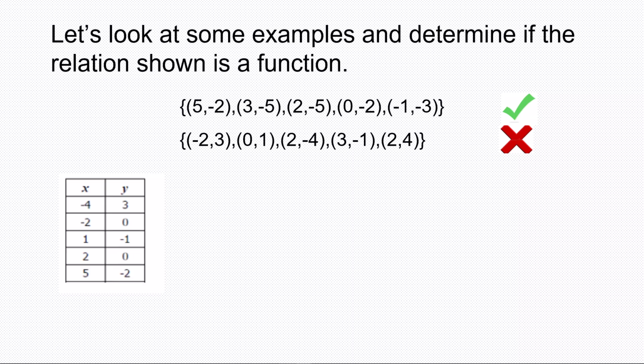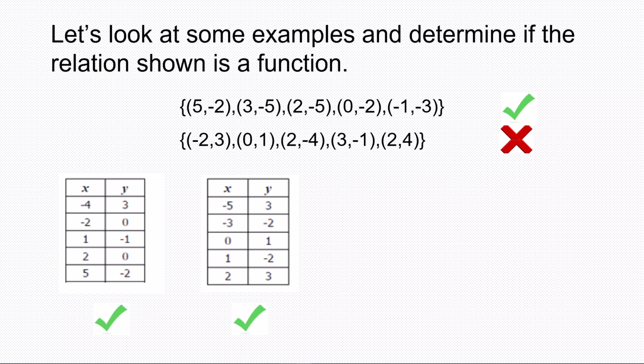How about this table? Yes, it is a function. There are no duplicate values in the x column. How about this table? Yes, it is also a function. Again, because there are no duplicate values in the x column. Remember, in the y column, it doesn't matter if there are duplicates.